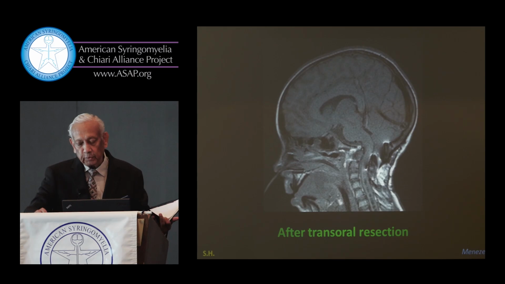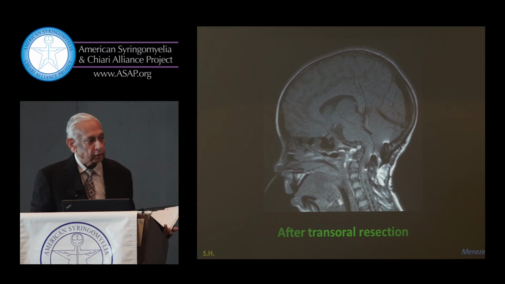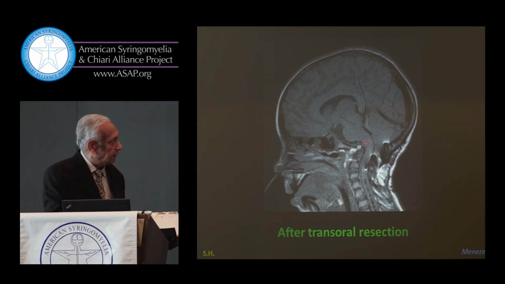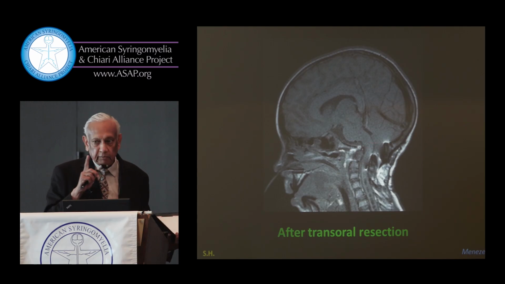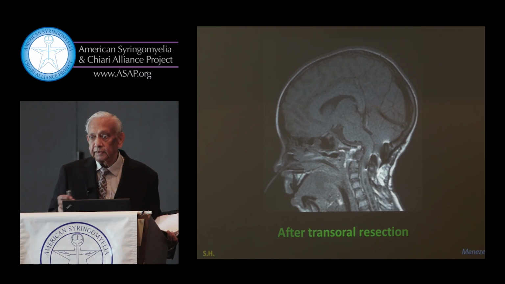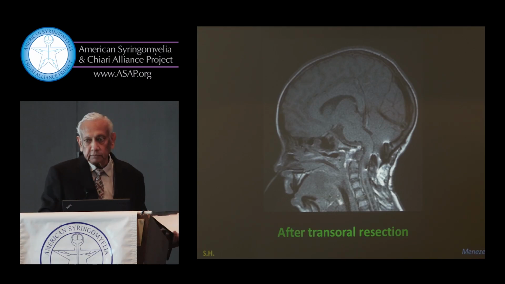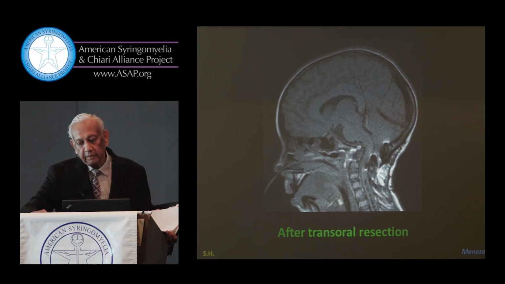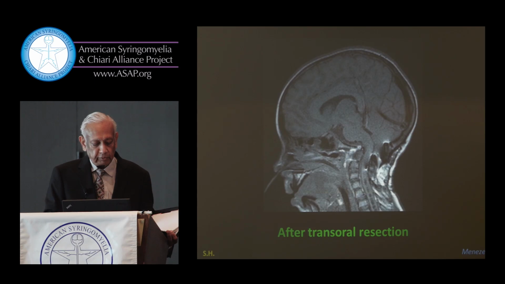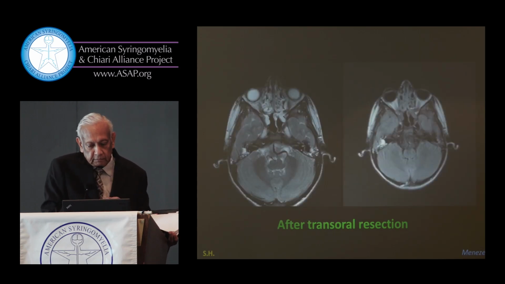So this is immediate post-op. It doesn't look like we've done much, but we've taken out that peg, digging into it. An immediate scan done within 24 hours shows the syrinx is nearly gone. Patient was extubated, did very well. We didn't have to redo the back part because it had already been taken care of. And when we looked at the axial views, now those blood vessels are all free.